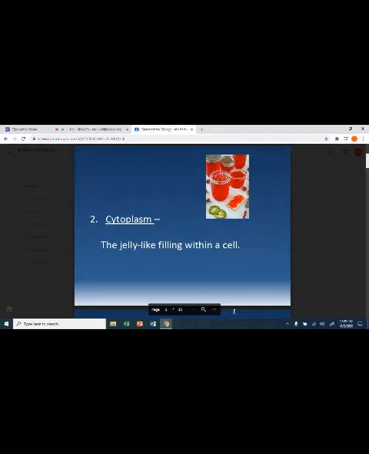Chapter 3 notes. Okay. The second word is cytoplasm. It is the jelly filling of the cell. Cytoplasm, jelly filling of the cell.